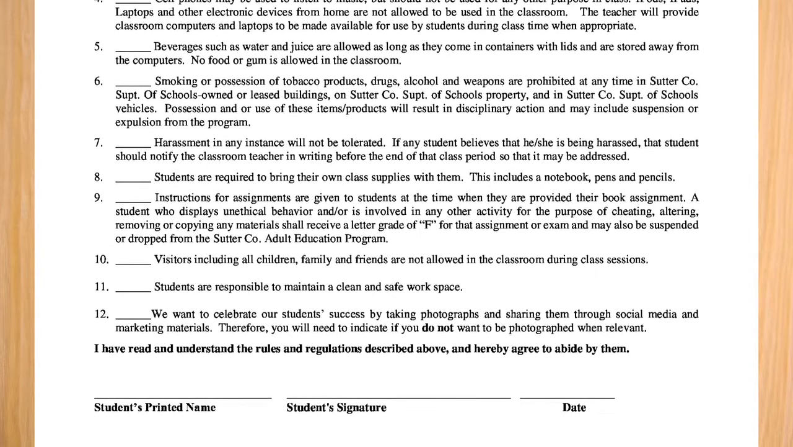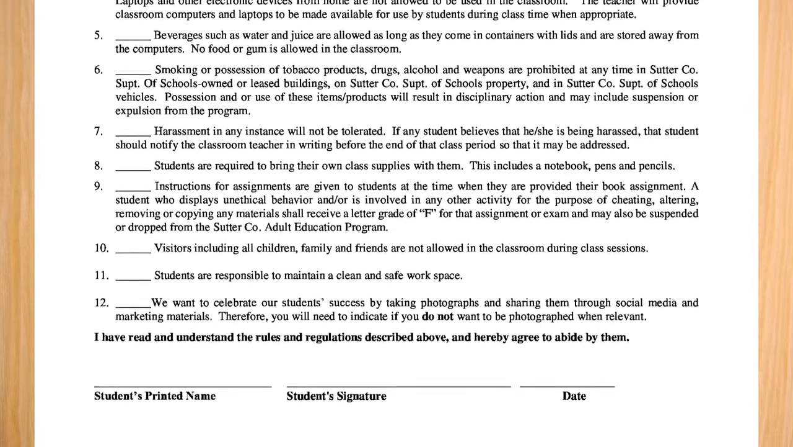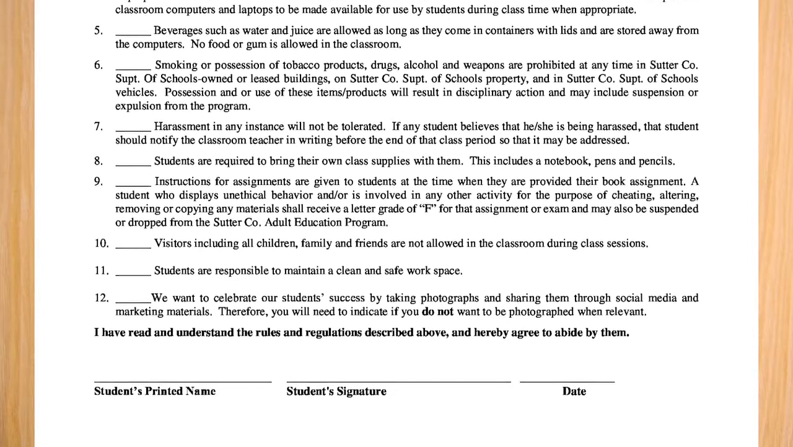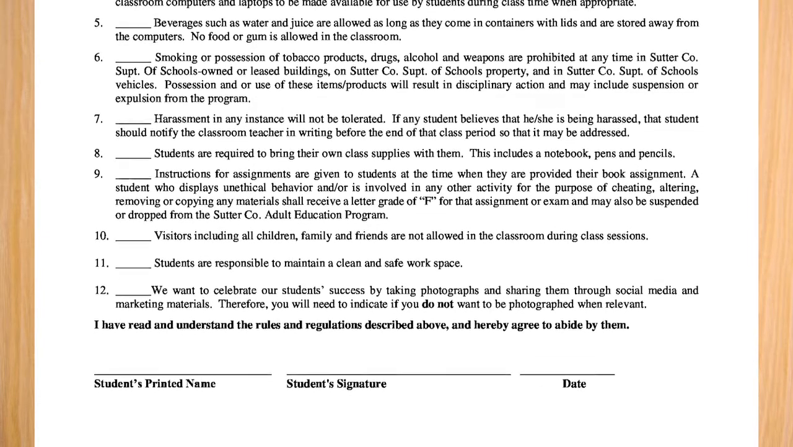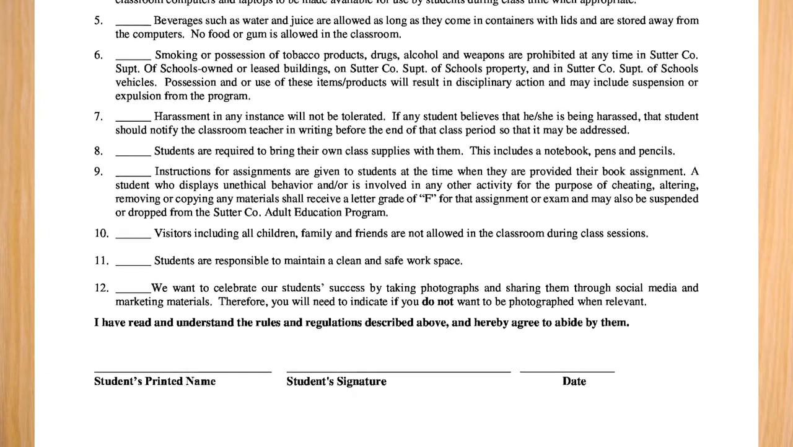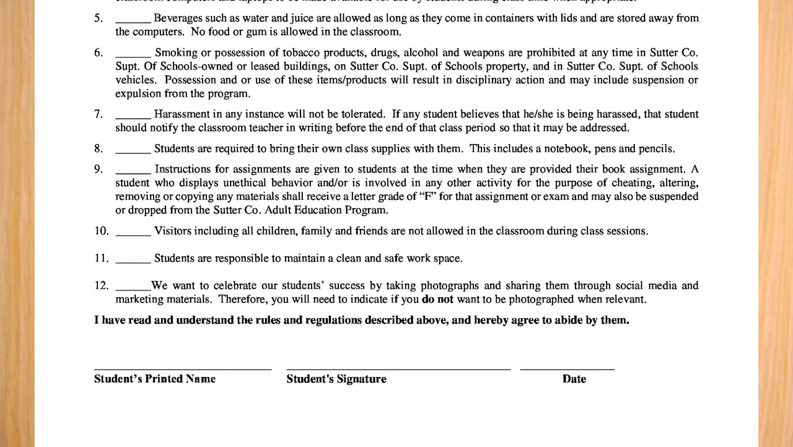A student who displays unethical behavior and/or is involved in any other activity for the purpose of cheating, altering, removing, or copying any materials shall receive a letter grade of F for that assignment or exam and may also be suspended or dropped from the Sutter County Adult Education Program.